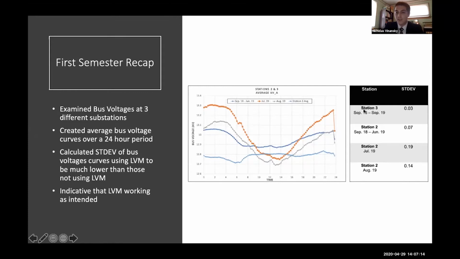As shown by the results on the right-hand side over here, we see that station 3, which operated under LVM for the whole year, had a standard deviation of 0.03 in the bus curve, as shown here. Station 2, which operated for a portion of the year under LVM, had a standard deviation of 0.07, also very low. And then Station 2 for the months of July and August did not utilize LVM and experienced much higher standard deviations.